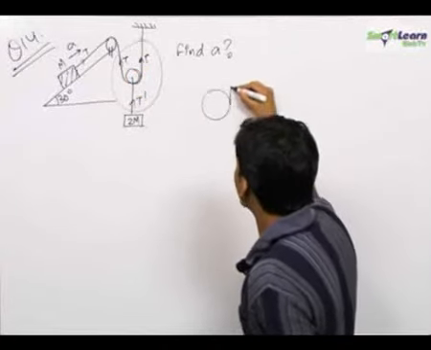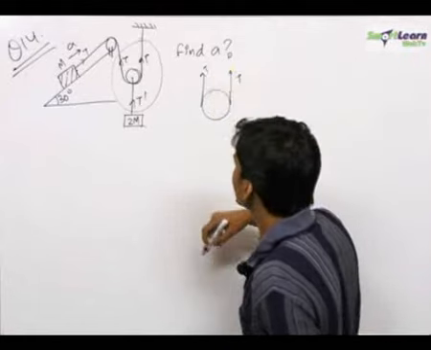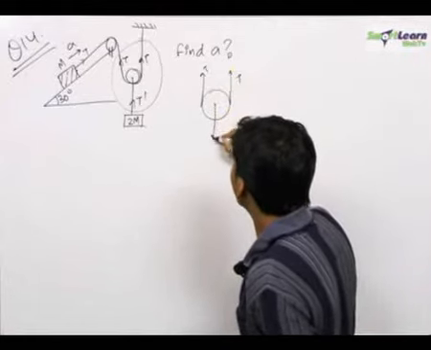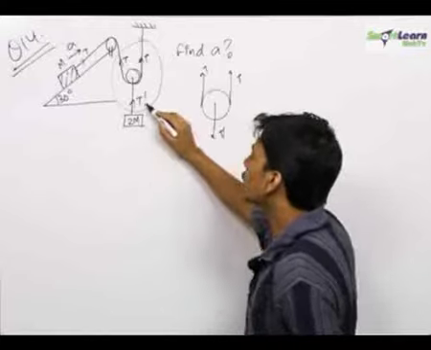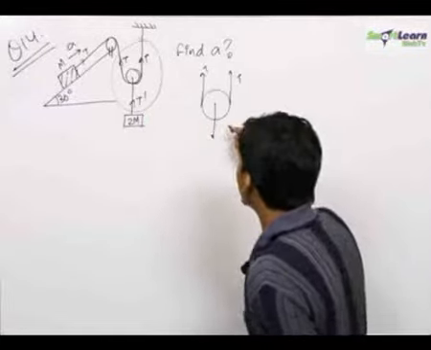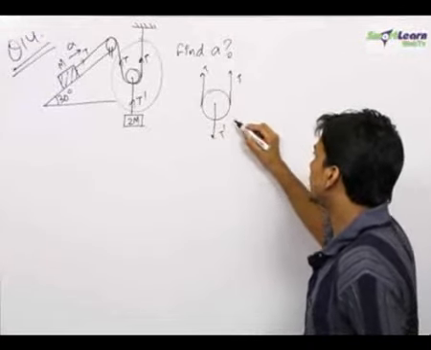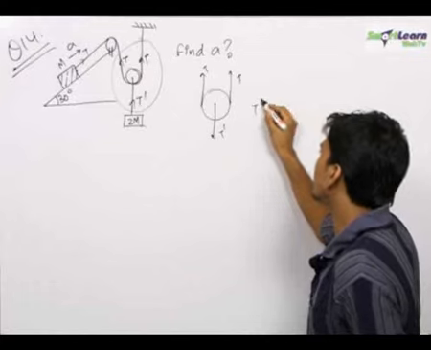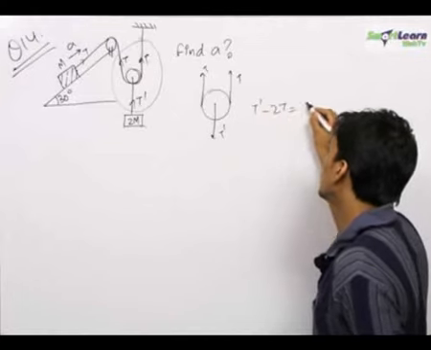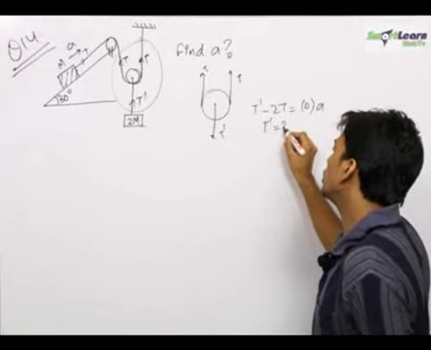This pulley experiences tension T upwards, again tension T upwards, and a tension T dash below. Tension is always a pulling force, and it pulls this also, it pulls this also. Therefore this force is tension. Now this pulley is massless. Therefore the net force on this object is T dash minus 2T is equal to mass, which is 0, into A. That is, T dash equals 2T.